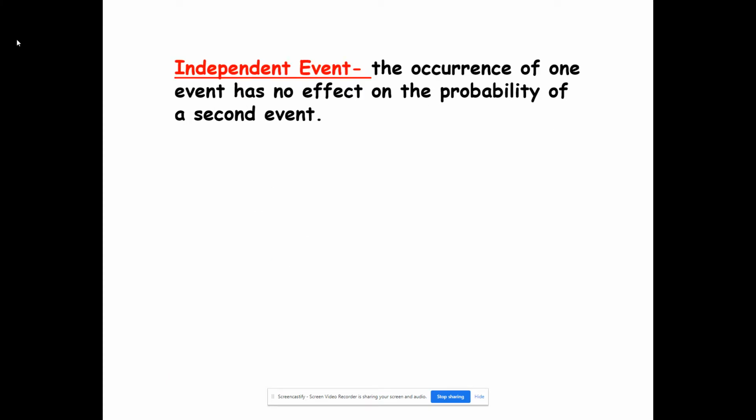First off, definition: an independent event is when an occurrence of one event has no effect on the probability of a second event. In other words, what happens first does not affect the second one, like flipping two coins, spinning two separate spinners. Now, we will be doing dependent events later where the first one does affect the second one, but let's not worry about that now.